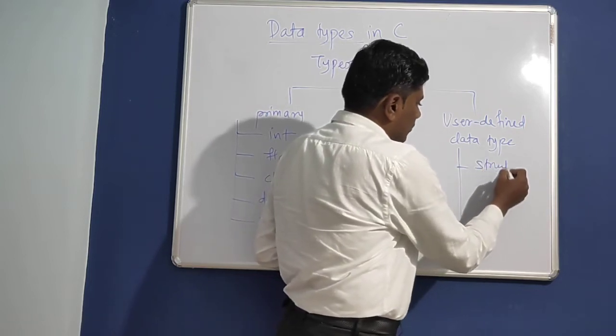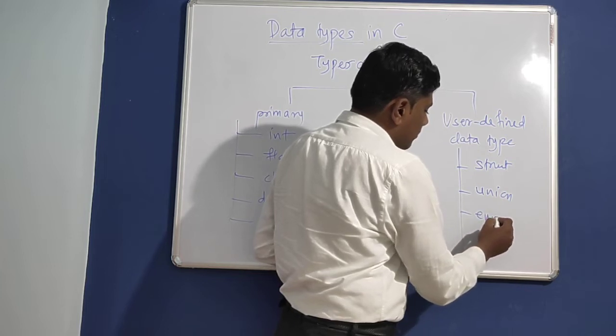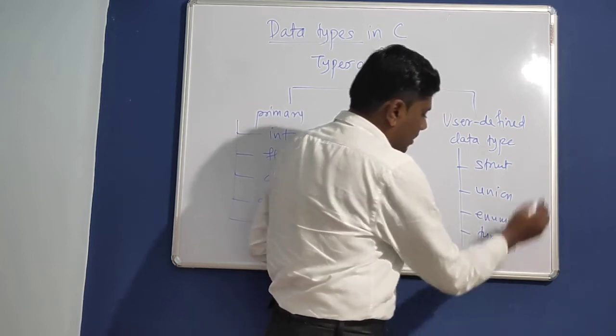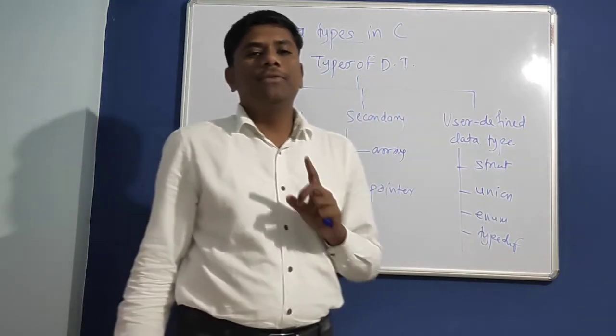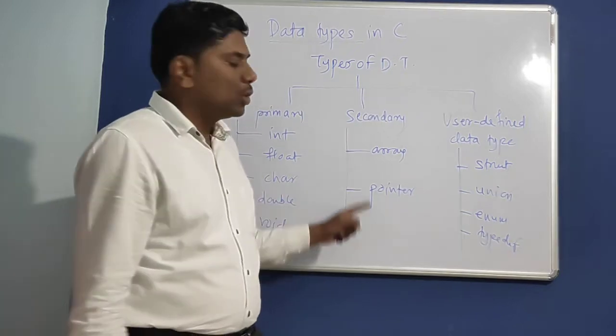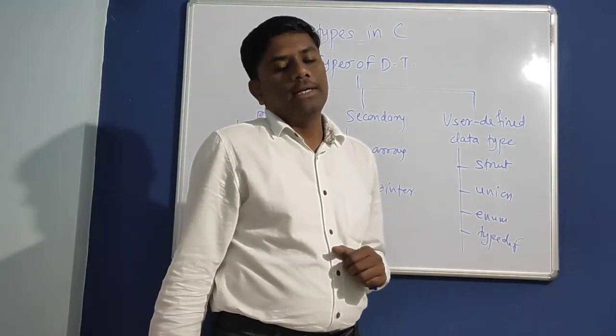Which are user defined data type? So structure, union, enum, and typedef. Getting? So there are 4 user defined data types. There are 5 primary data types. There are 2 secondary data types. There are 4 user defined data types.